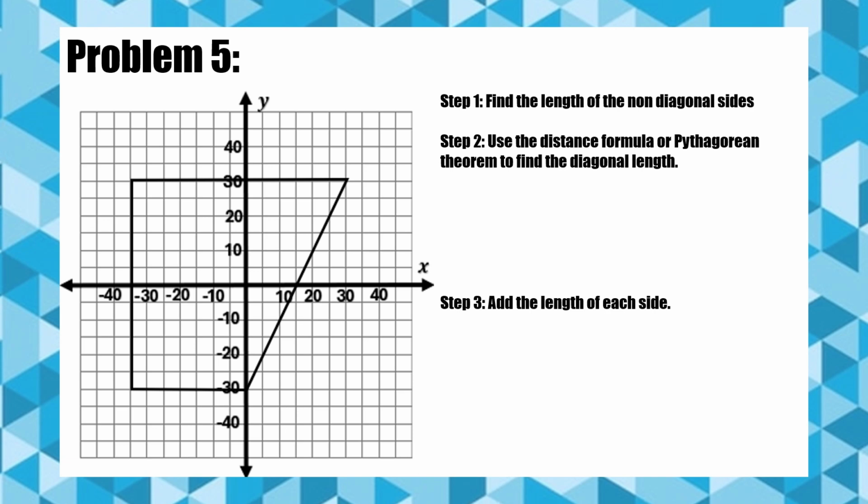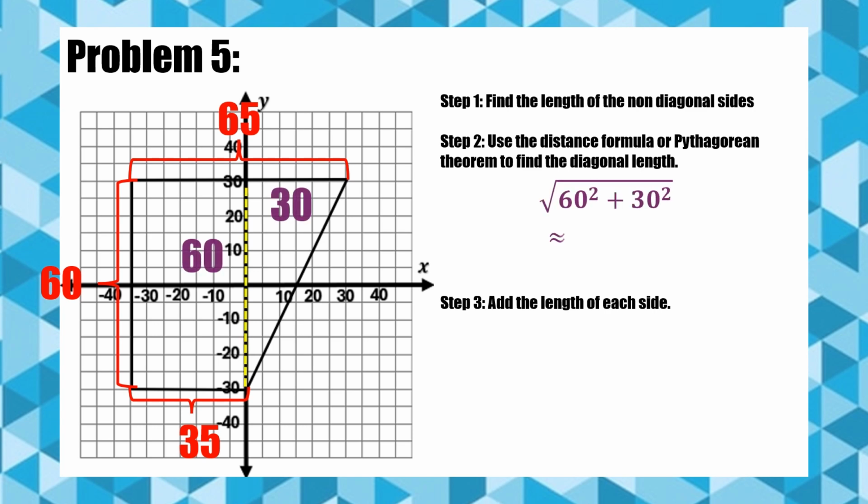For problem 5, the scale is going by 5s, we will begin by finding the length of each non-diagonal side. The top is 65 units, the left side is 60 units, the bottom side is 35 units. Next, we will draw an auxiliary line to create a right triangle and use the Pythagorean theorem to find the length of the diagonal, and finish by adding the lengths of all of the four sides.